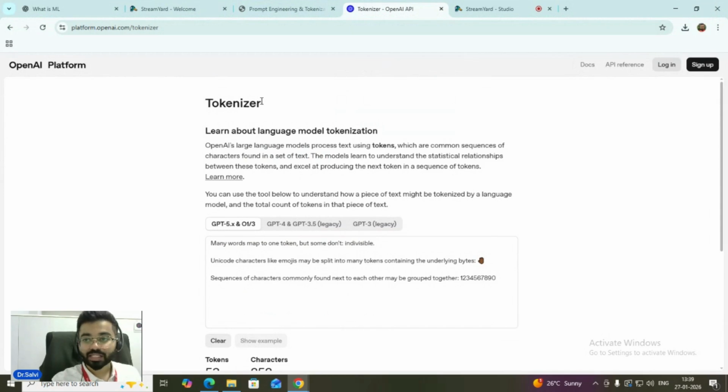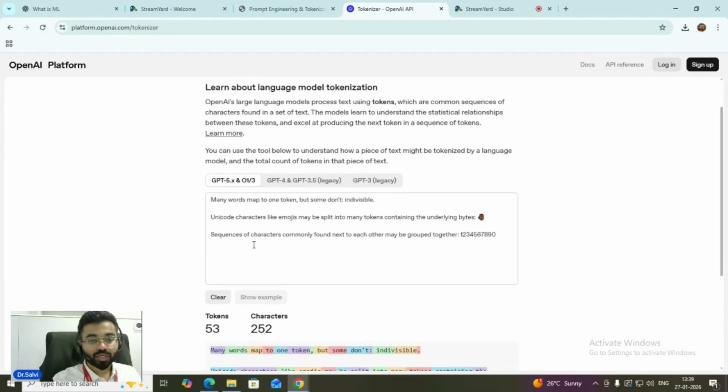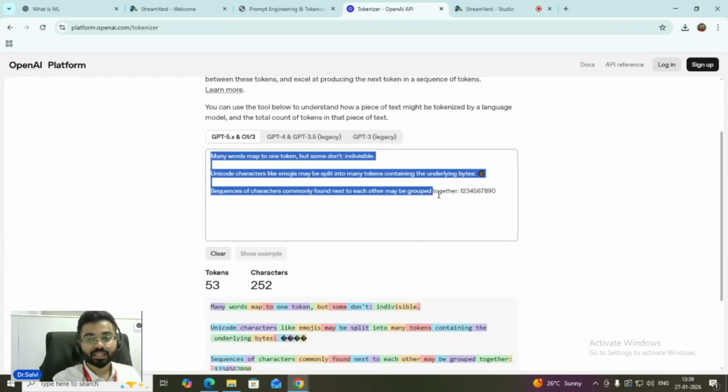This is a tokenizer which will help us understand what exactly ChatGPT gets to know from what you type. So let us look at this. Right now, this is just an example that we have given over here. If you see, there are three sentences, and maybe there could be some 10 to 20 odd words between them.